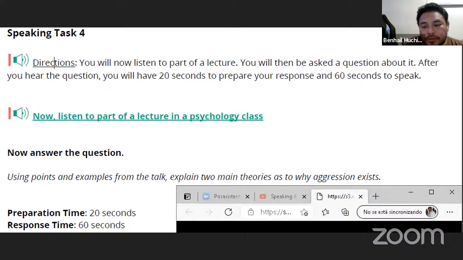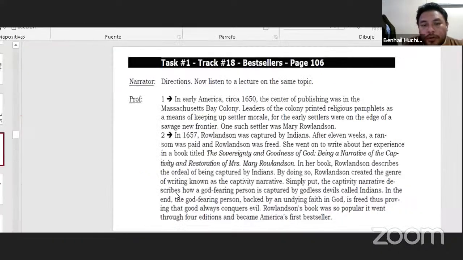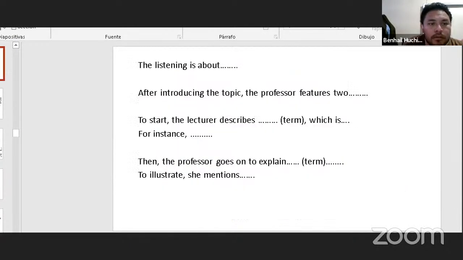At that point, you start using and remember your template. You can see it. The listening is about... After introducing the topic, the professor lectures, to start the lecture describes, which is, for instance, then the professor goes on to explain, to illustrate, he or she mentions that.